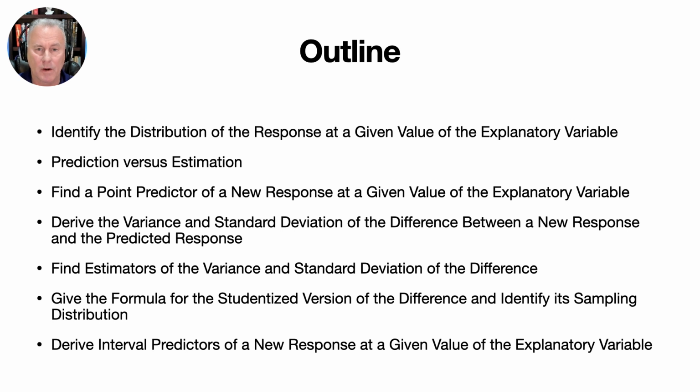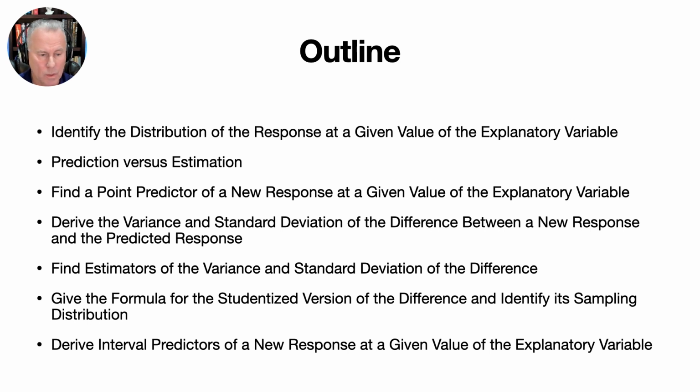Here's an overview of our development in this video. We'll first identify the distribution of the response at a given value of the explanatory variable. We'll then have a short discussion on the difference between prediction and estimation. We'll then find a point predictor of a new response at a given value of the explanatory variable. We'll derive the variance and the standard deviation of the difference between the new response and the predicted response. And then we'll find estimators of that variance and standard deviation of the difference.